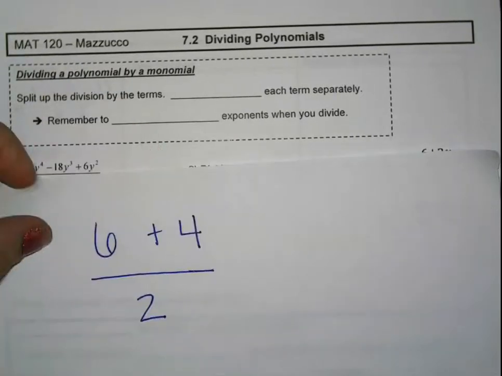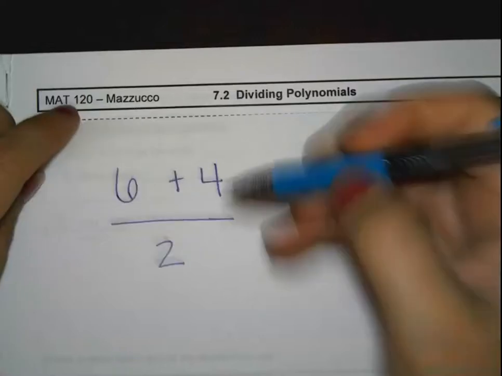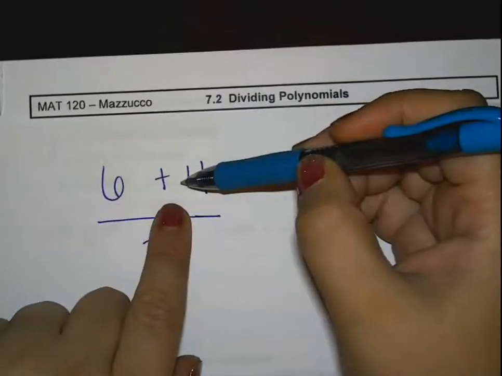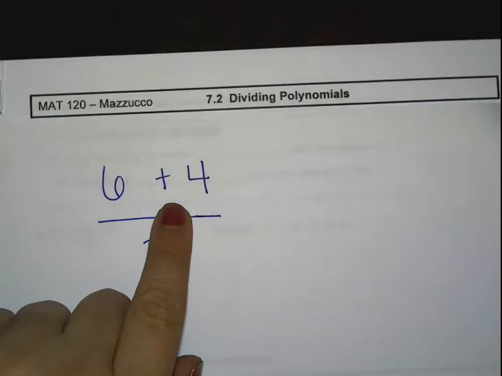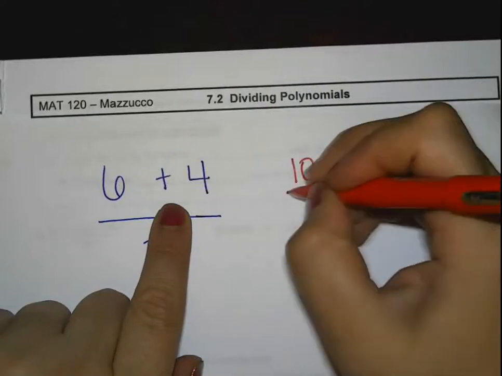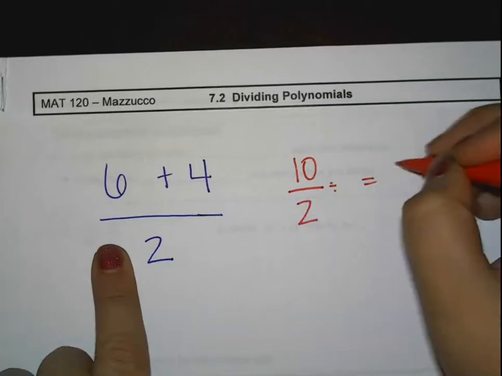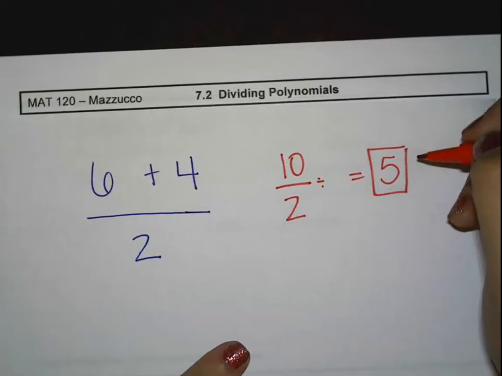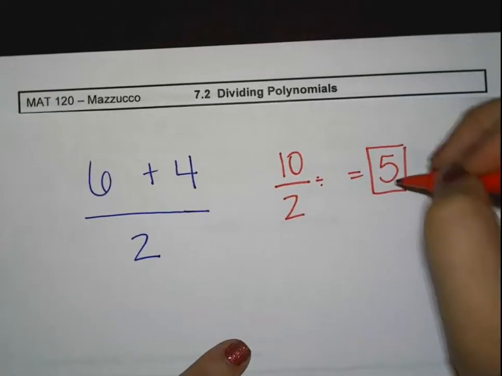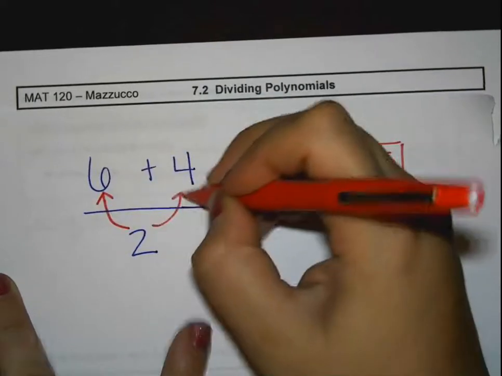So first of all, let's say we just had 6 plus 4 divided by 2. Because this doesn't have variables and they're like terms, we can just add them and we would get 6 plus 4 is 10. And then 10 divided by 2 is 5. So hopefully you agree the answer to this is 5. I could also get 5 though if I divide 2 into both of these separately.